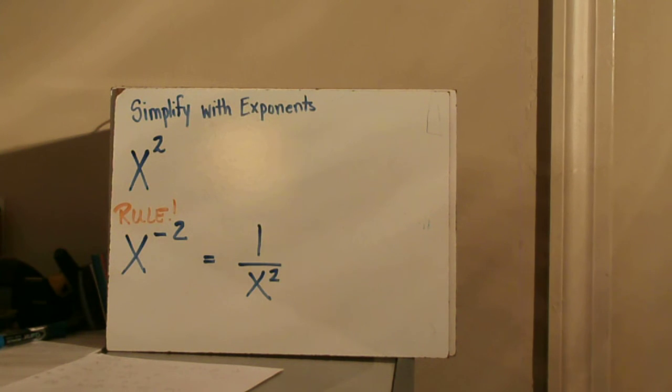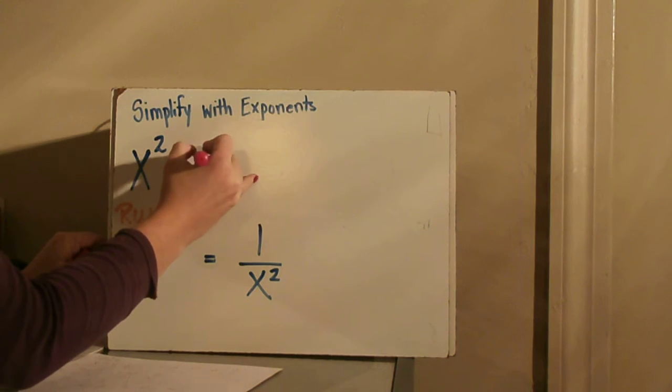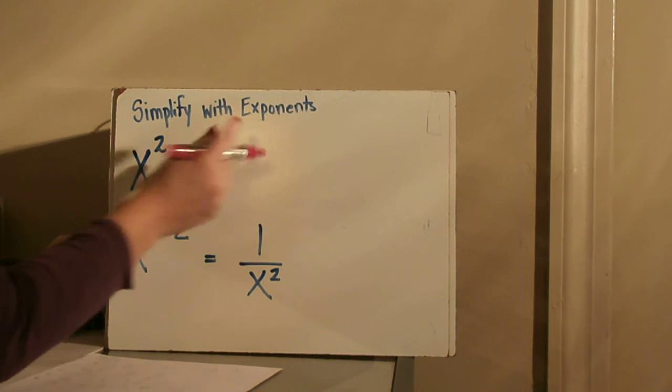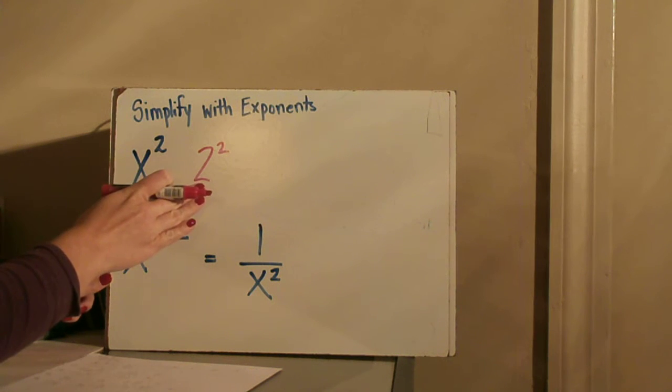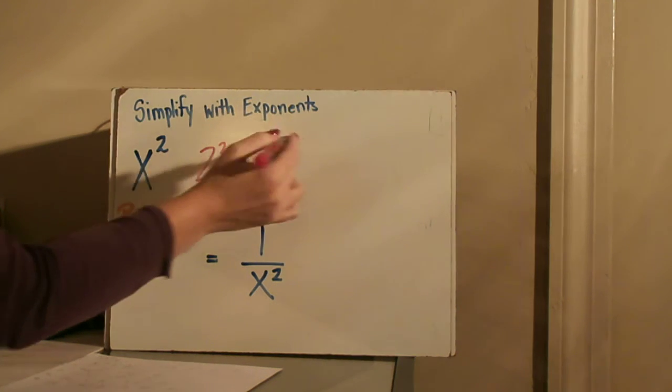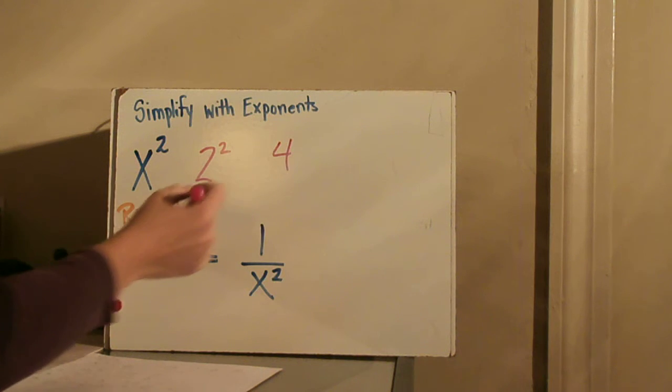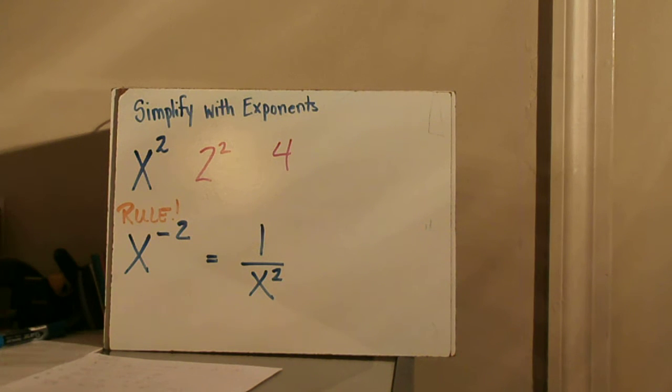Okay, so this video is on our rule for simplifying negative exponents. First, before we get started, in our regular exponents, let's say we had 2 squared. We know that if we want to simplify 2 squared, we just say, well, what is 2 times 2? Well, it's 4. When we have a negative exponent, we have to do something a little differently.